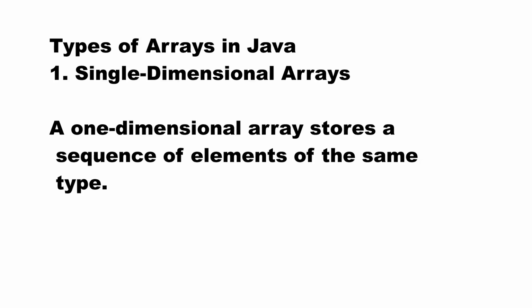The first one we have here is a single-dimensional array. A single-dimensional array is a one-dimensional array that stores a sequence of elements of the same type. In this single-dimensional array, the array is a collection of elements stored in a linear, that is one-dimensional, structure. Each element is accessed using a unique index starting from 0.